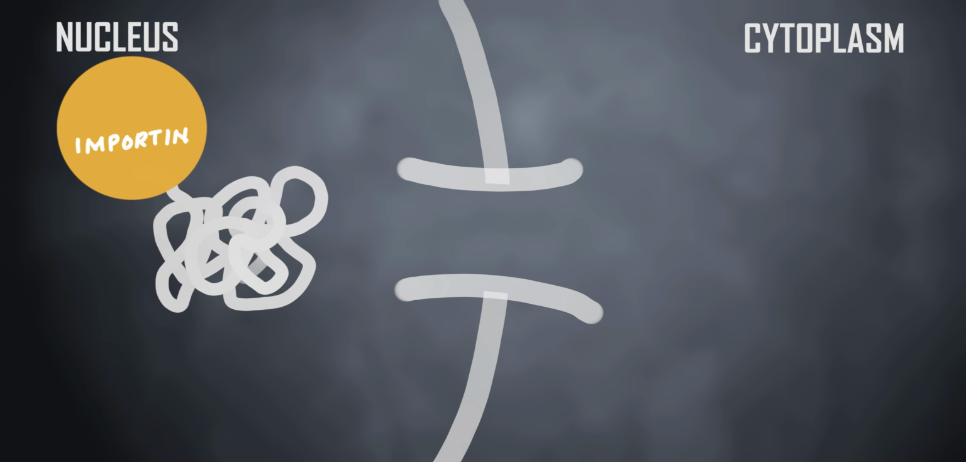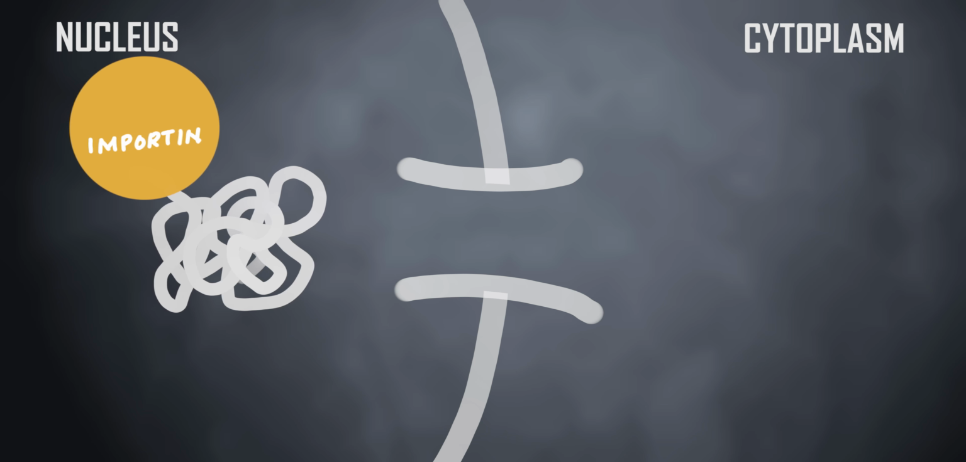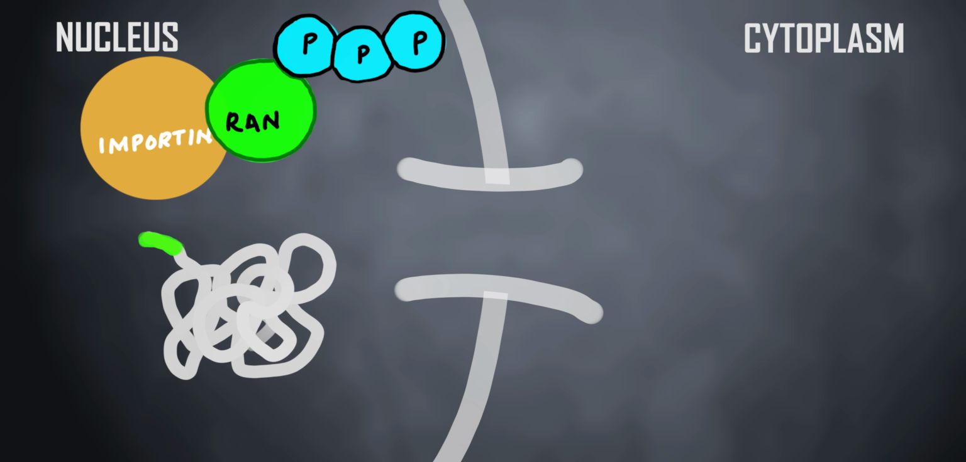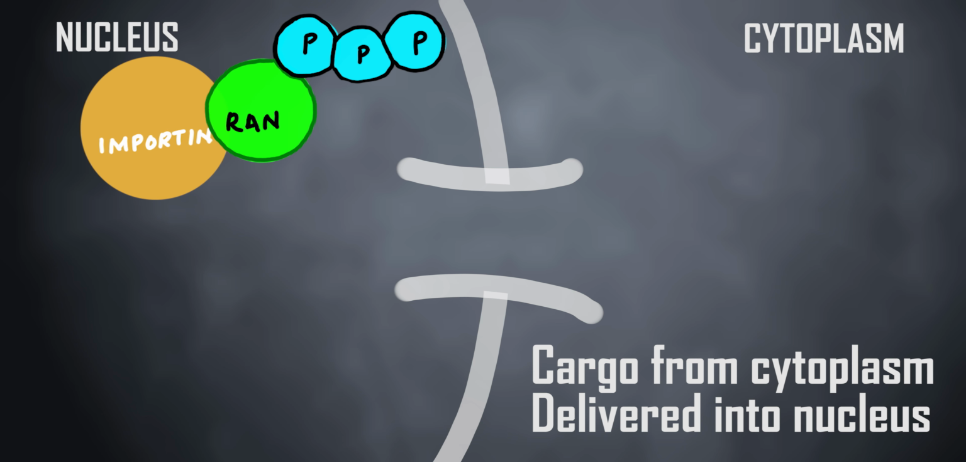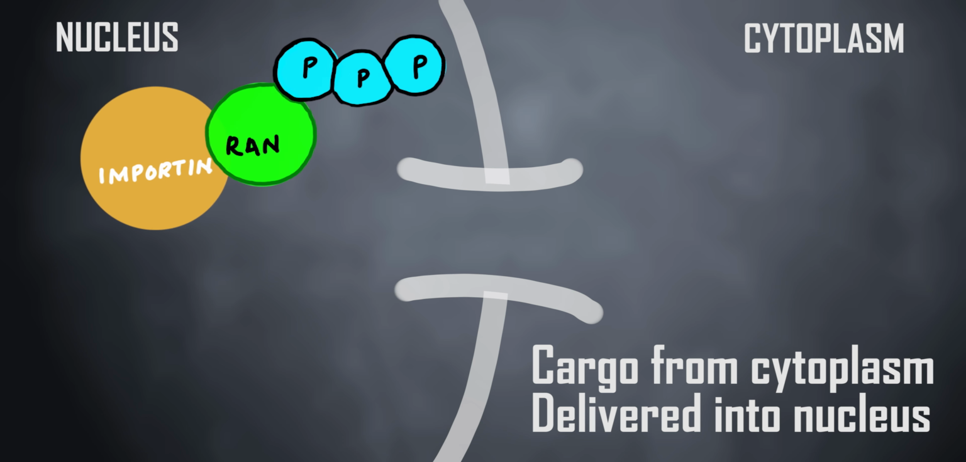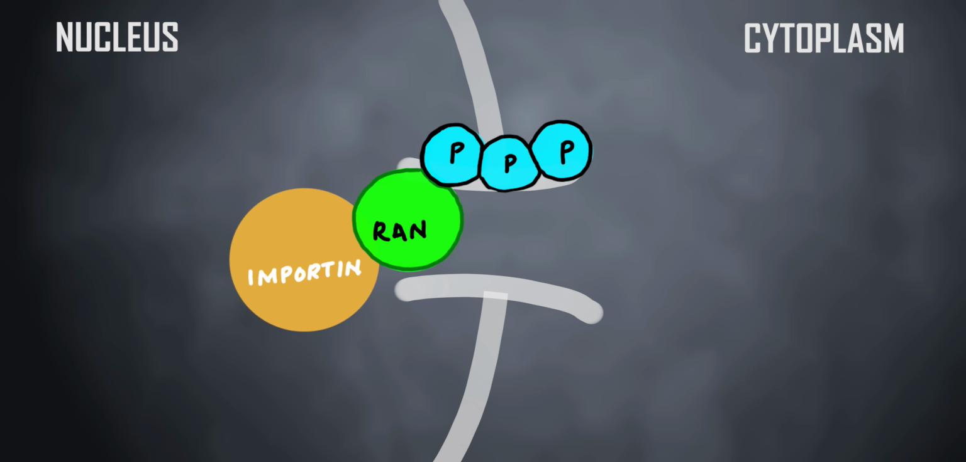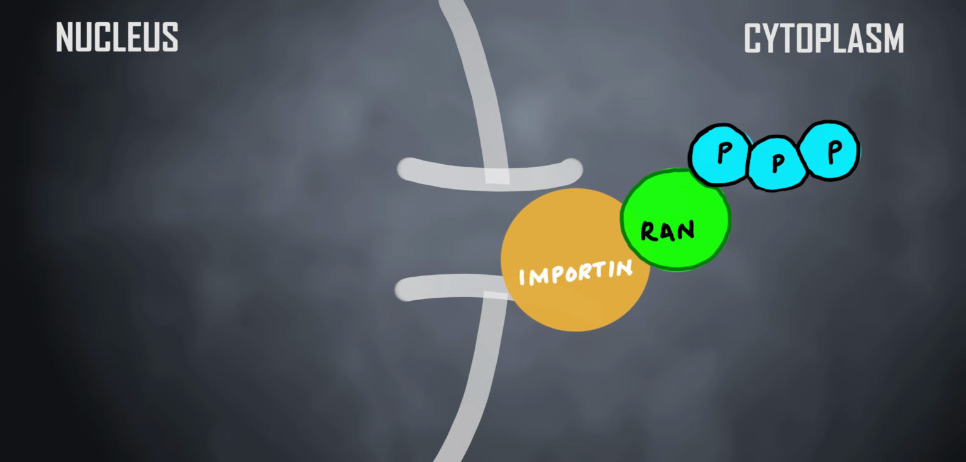And when this complex gets into the nucleus, it binds with RAN-GTP. So, as our importin cargo complex binds with the RAN-GTP, it causes a structural change and causes the release of the cargo protein. Thus, the importin and the RAN-GTP are combined, and the importin RAN-GTP complex is now ready to be shipped back into the cytoplasm.